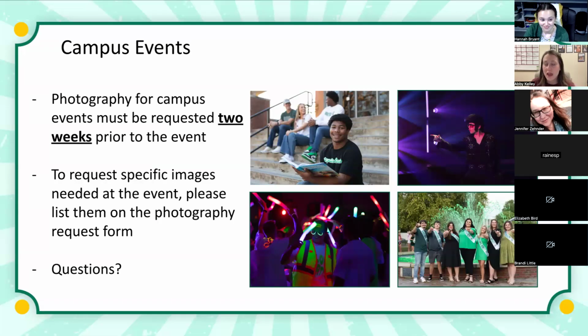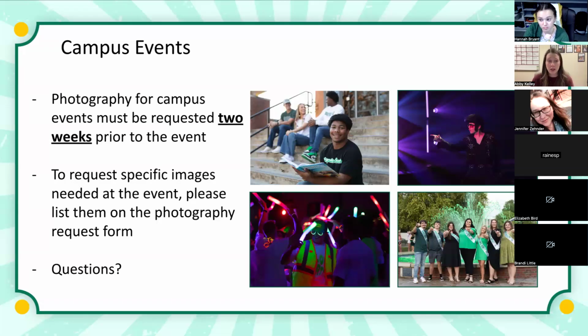Photography for campus events, we ask that it be requested two weeks prior to the event. And if you know of an event that you have going on a couple of months from now, don't be shy. Send in the photo request for it. The sooner you send in the photo request, the higher the likelihood that we'll have availability to come to your event, because we have more advance notice. The later you send in the photo request, the higher the likelihood that we may not be able to attend, or we might send a student, or we may not be able to stay at your event the entire time, depending on how much advance notice you give us.